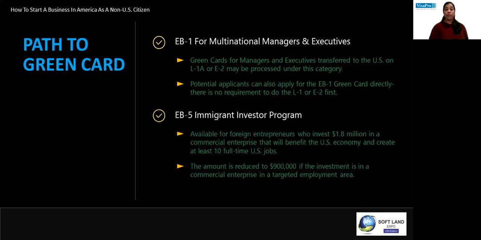The EB5 Immigrant Investor Program. The EB5 is available for foreign entrepreneurs who invest $1.8 million in a commercial enterprise that will benefit the US economy and can create at least 10 full-time US jobs. The investment amount is reduced to $900,000 if the commercial enterprise is in a targeted employment area. Interestingly, investors can become eligible for the EB5 if they can show that they have invested the requisite amount of funds over time, as long as he or she can show that it's their personal investment, not reinvestment of company assets or profits.